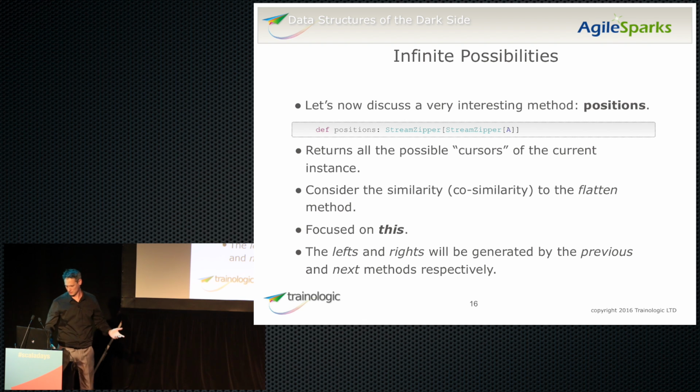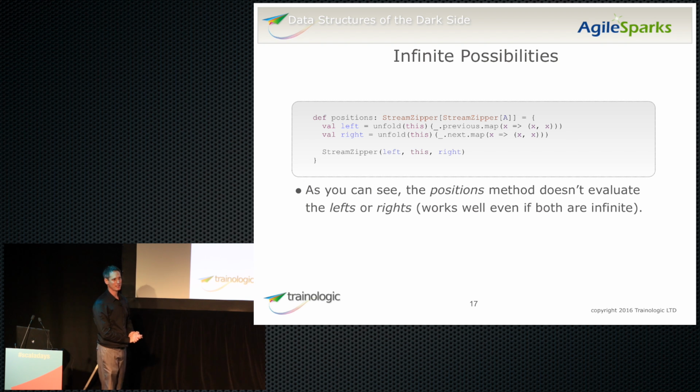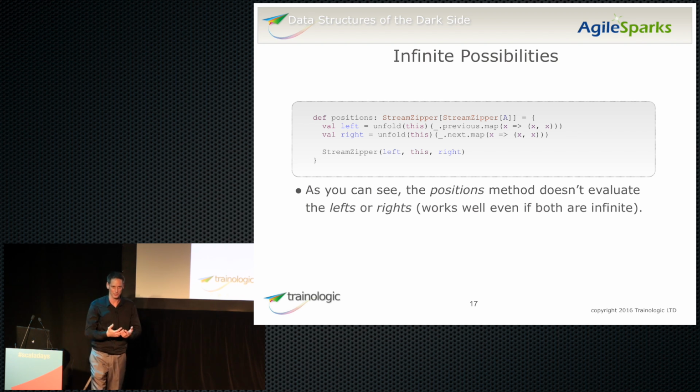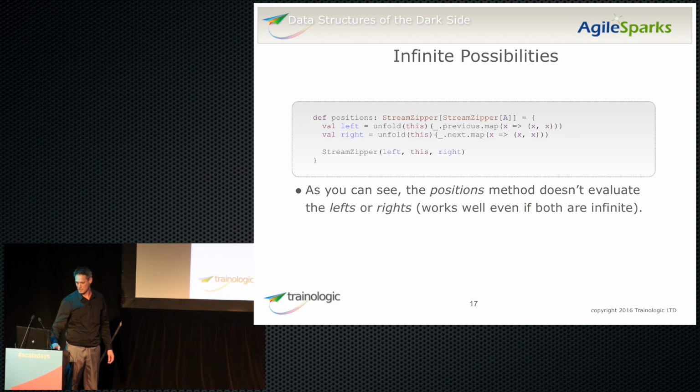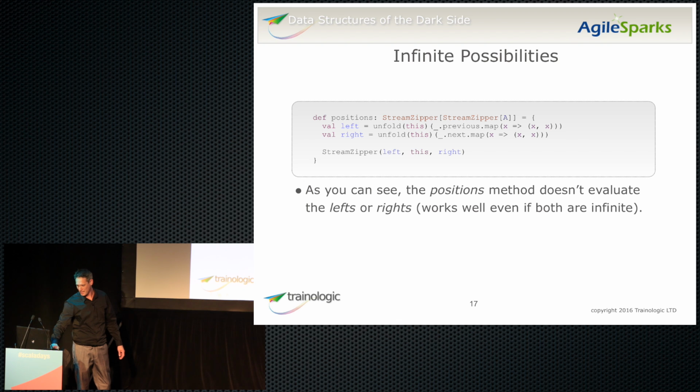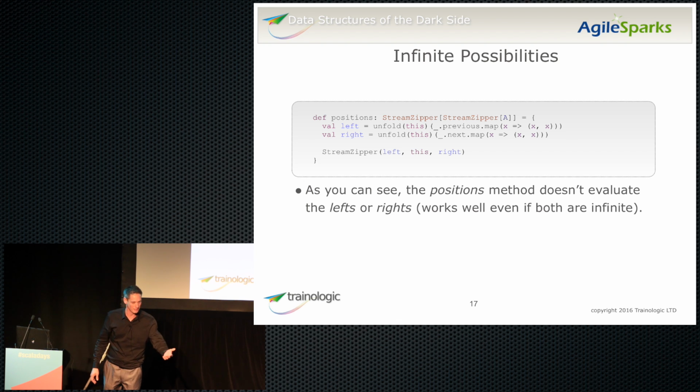Okay, so the implementation. Now, the implementation will be very easy if we are using unfold. Take a look at the implementation. I need to create a new StreamZipper. The focus will be this, okay? The current zipper is the focus of the zipper of zippers. And to the left, we'll have all the zippers generated by the previous function. Remember, the previous function will return an option of previous zipper. So we can just do unfold on the left, on the previous function, and if we get a none, we'll stop. This is how our unfold on stream works.